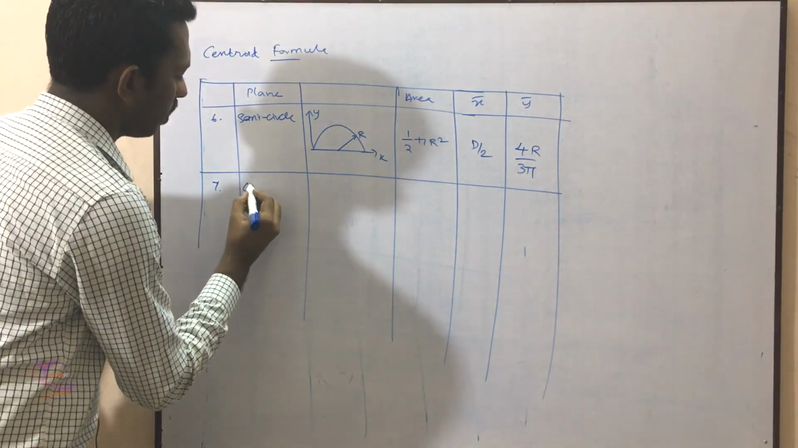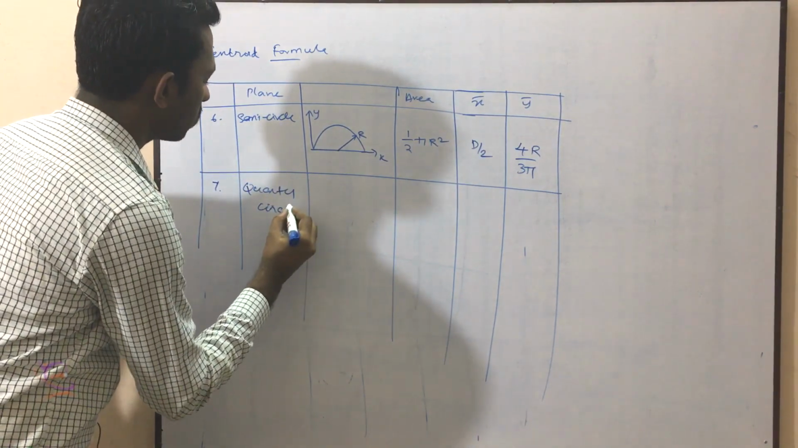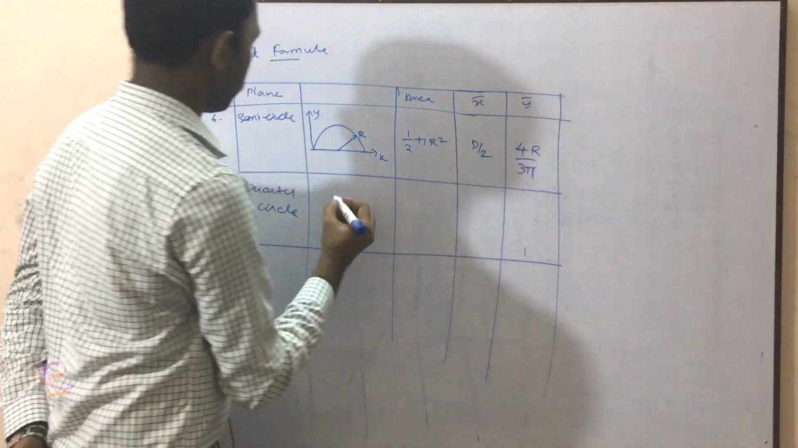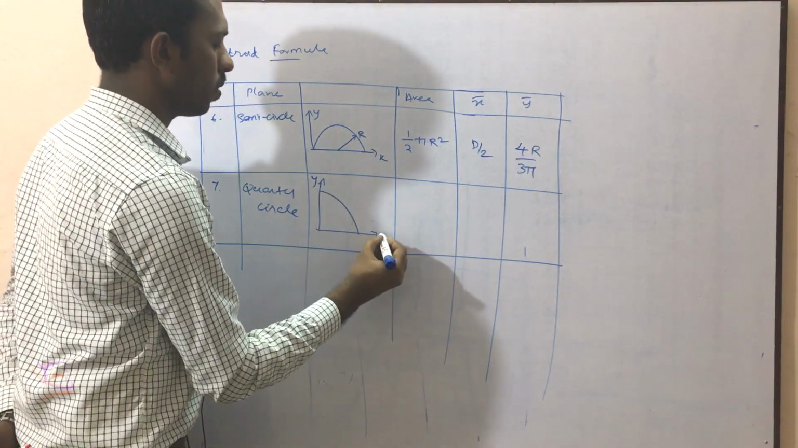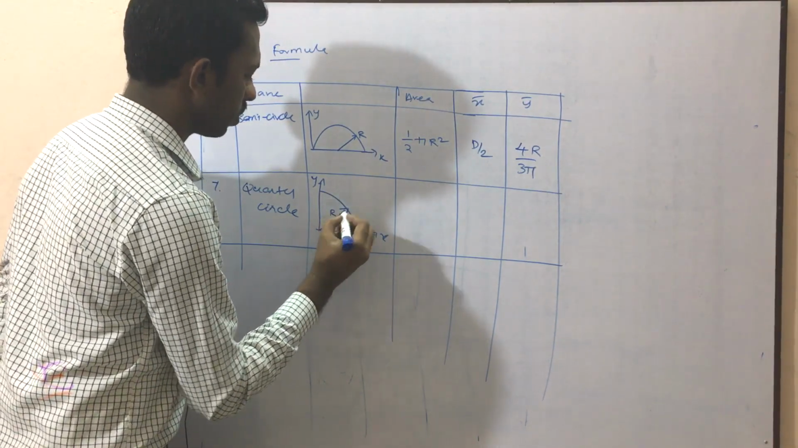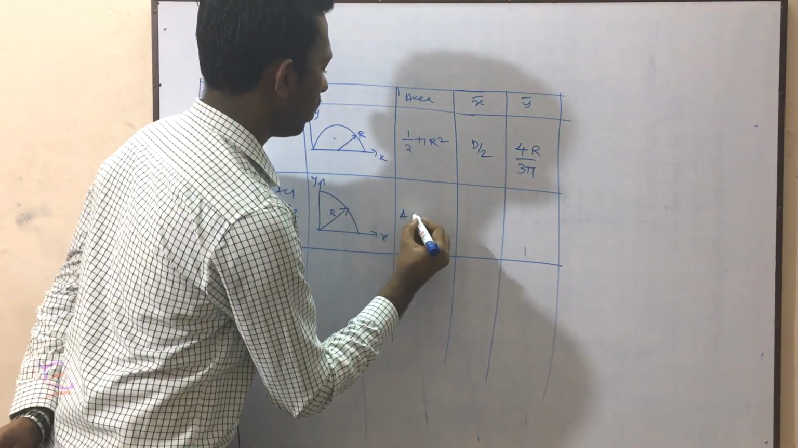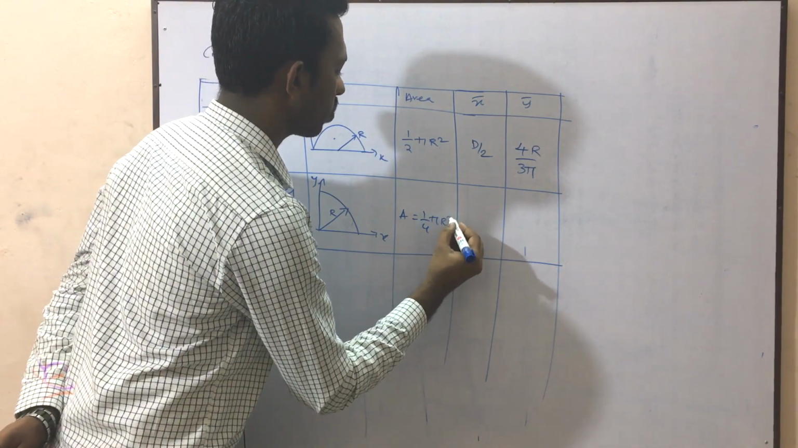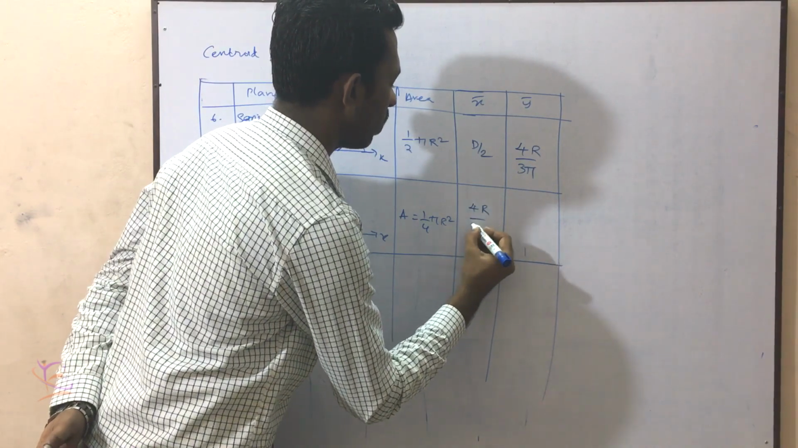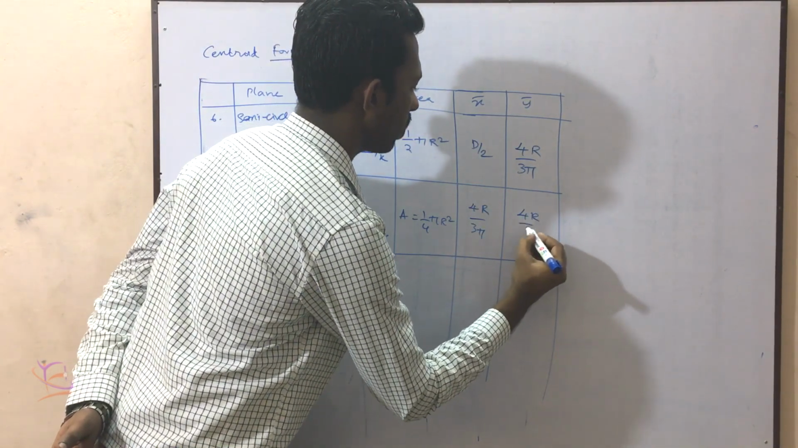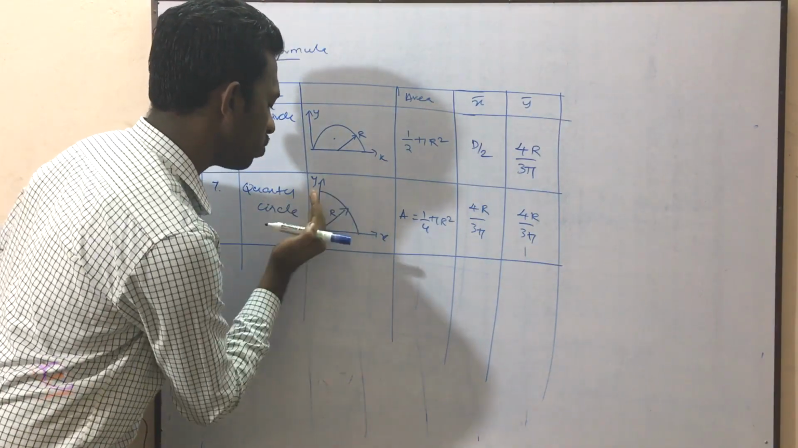Then the last one will be the quarter circle. This is the last basic element we are discussing. So quarter circle with x and y, and here also this is taken as radius. G point, and the area formula is A is equal to 1 by 4 into pi r square. The same formula we have there, 4r divided by 3 pi, 4r divided by 3 pi. This 4r will be from the base, from x to x.